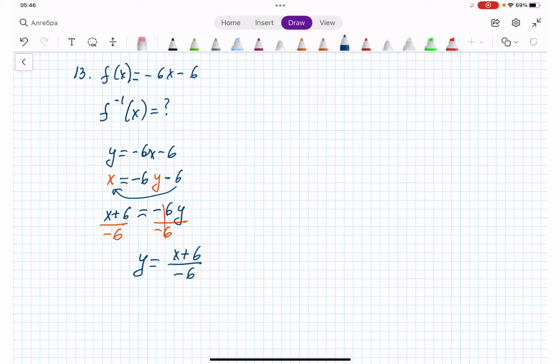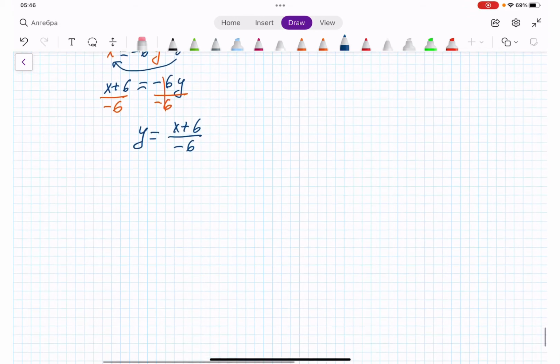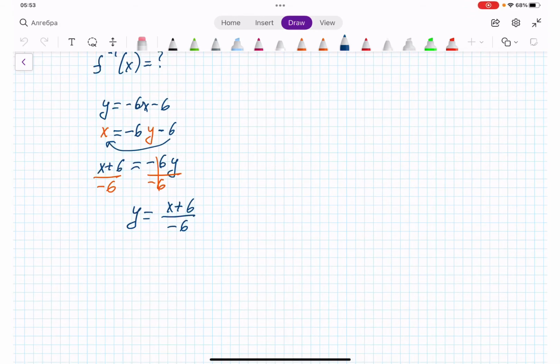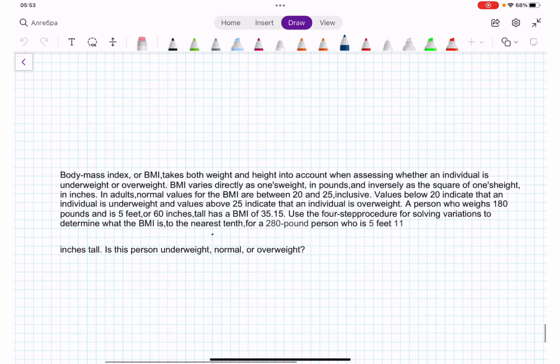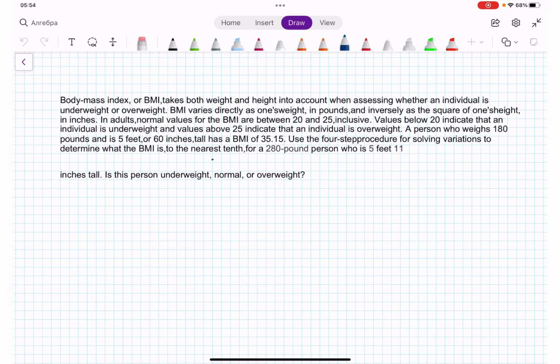Moving to question number 14. Okay, here we are, question number 14. So let's see how we're going to solve this problem.